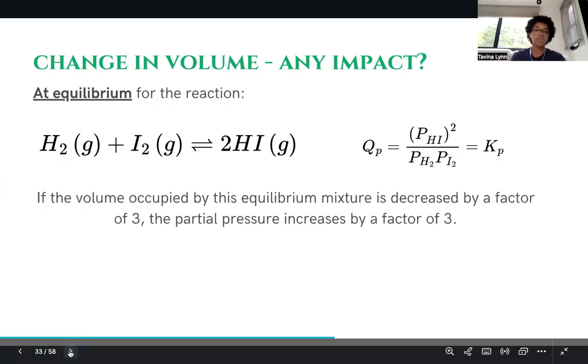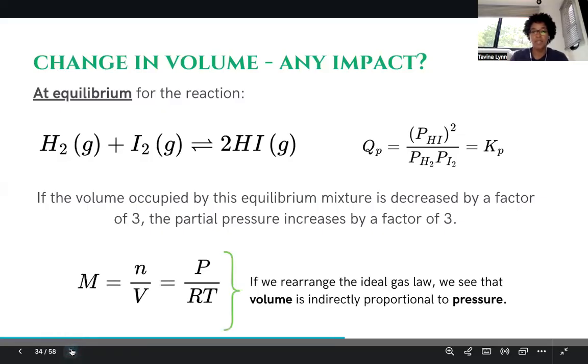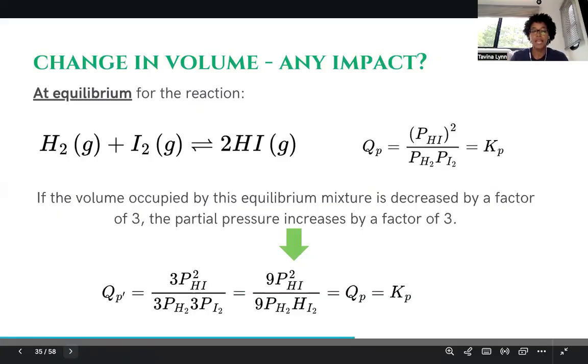Now, if the volume that this equilibrium mixture takes place in is decreased by a factor of 3, the partial pressure will increase by that same factor of 3. And going back, the reason for this is going back to our ideal gas law. We see that pressure and volume are inversely proportional to one another. So let's actually take this factor, this change of 3, into account in our reaction quotient.